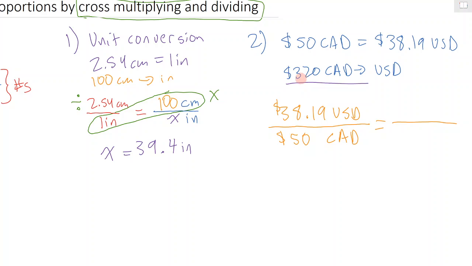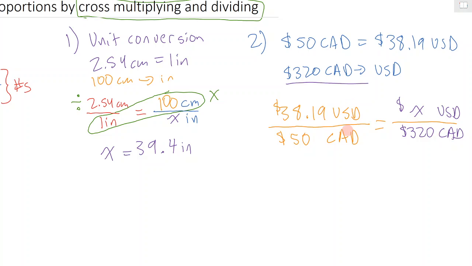So since this is CAD, I need to choose to match in the same spot on our right-hand fraction. So this is Canadian dollars underneath, so my 320 Canadian dollars also has to go underneath. And then our unknown goes in the top right, and in this case that is our unknown dollars USD.